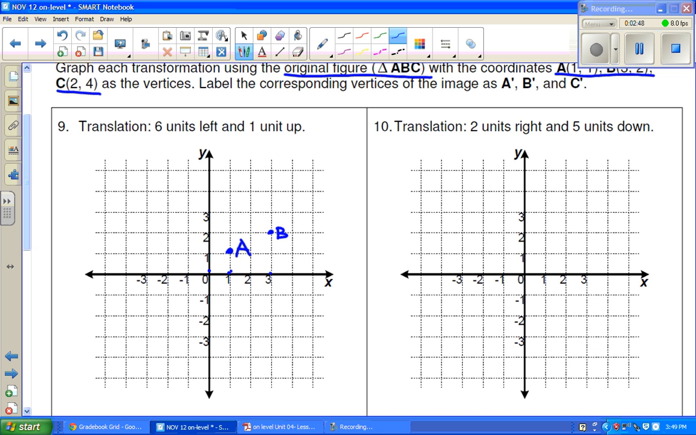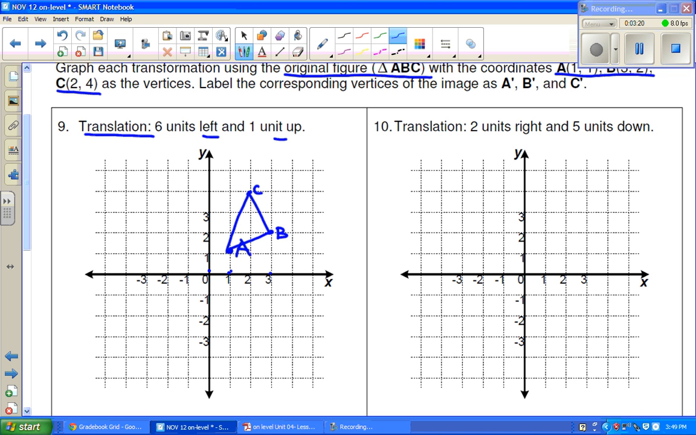Now we're going to plot point C, and point C is 2, 4. So we go over 2 and up 4, and put a point there for C. Now we connect our lines, and we have a triangle here for ABC. Now our instructions say that we're going to do a translation, which is a slide, and we're going to move 6 units left and 1 unit up.